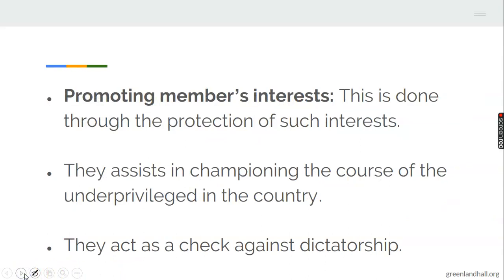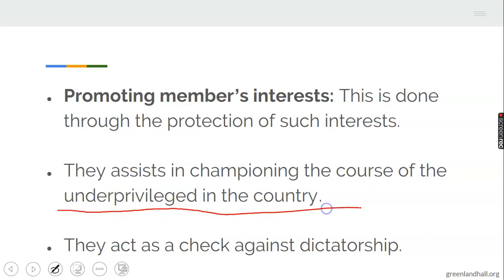Promoting members' interests. This is done through the protection of such interests. They also promote and protect the interests of their members. They also assist in championing the cause of the underprivileged in the country. They also act as a check against dictatorship, so that if any leader wants to overstay in the office, they act as a check against such.